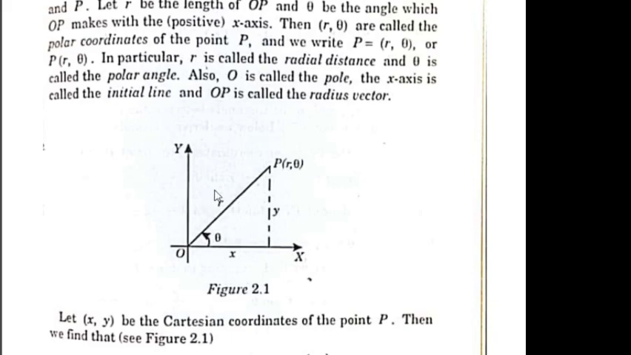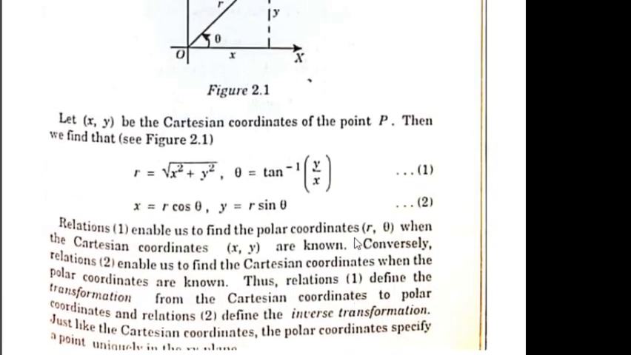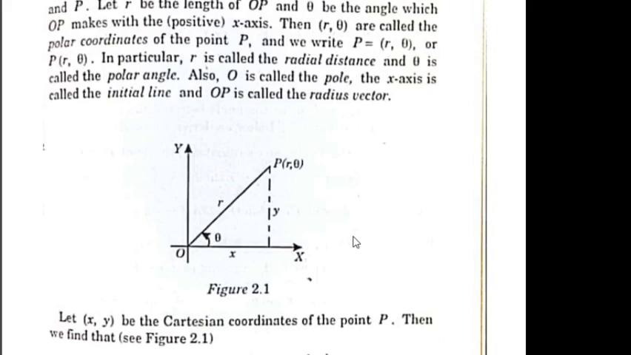Here r is known as the radial distance, and theta is known as the polar angle. The origin O is called the pole, and the x-axis is called the initial line. So this is about polar coordinates.